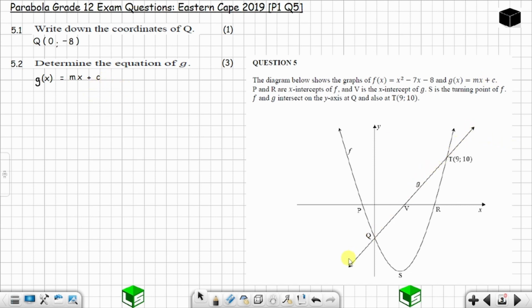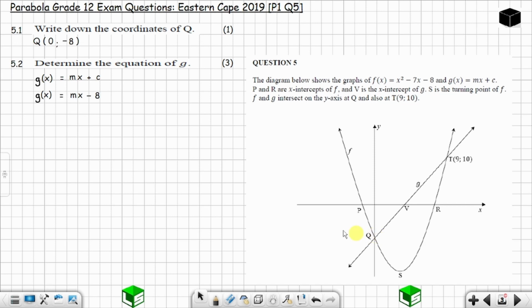You can see the line g is cutting the y-axis at Q, and the coordinates of Q are 0 and negative 8. So c is the y-intercept. You know that from linear function. The y-intercept in this question is negative 8, so c is equal to negative 8. So you can substitute c for negative 8. Now you have g of x is equal to mx minus 8.